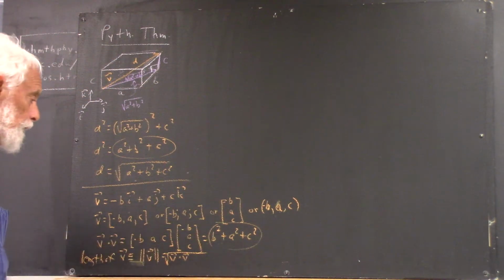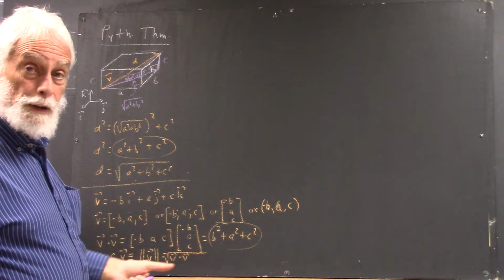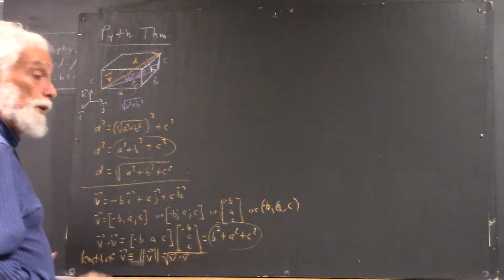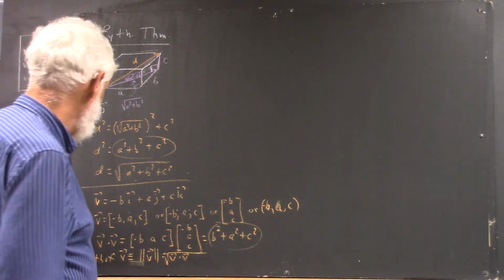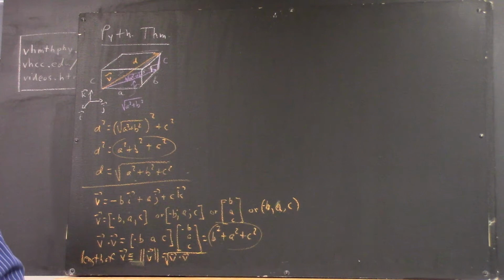So there's the definition of length, and this definition generalizes to R^m. It doesn't matter how many dimensions your real Euclidean space has. This definition of length applies in any dimension.